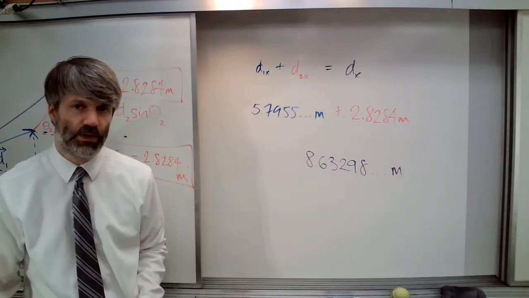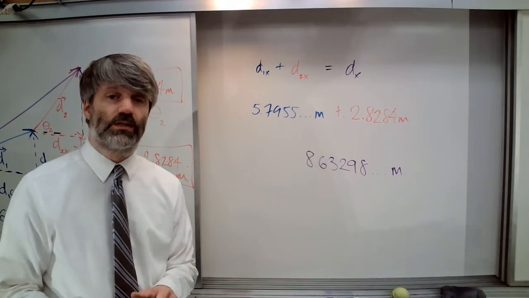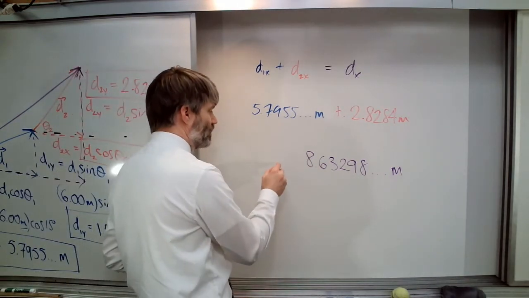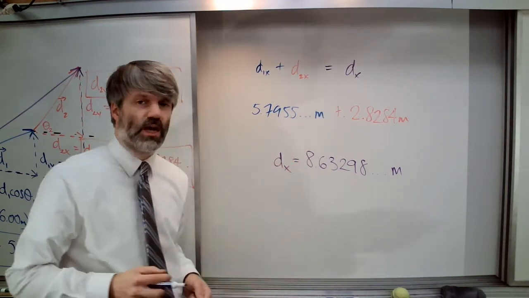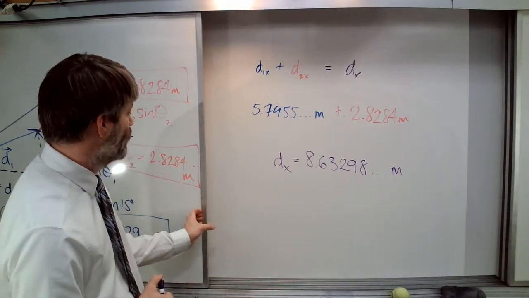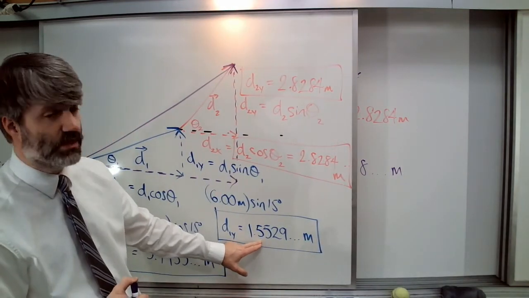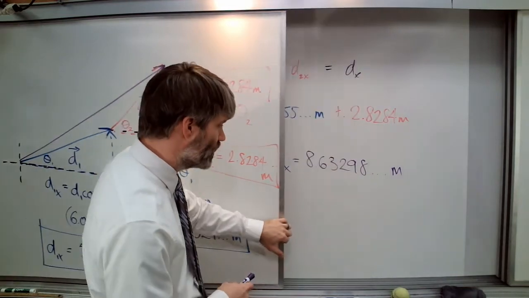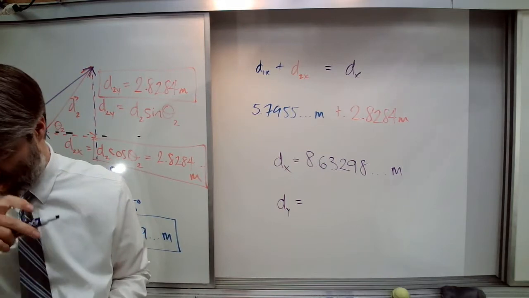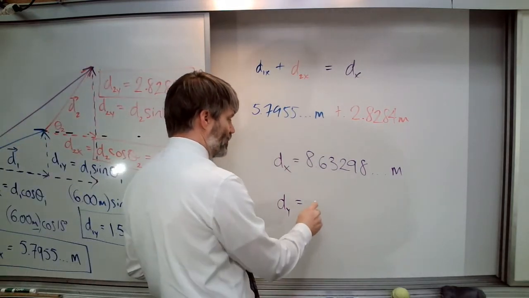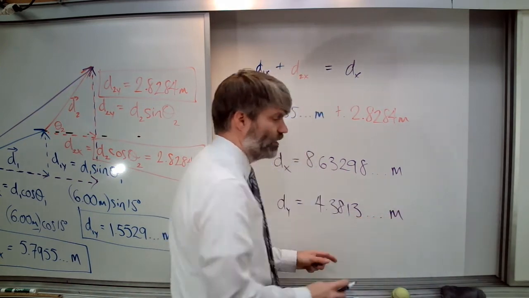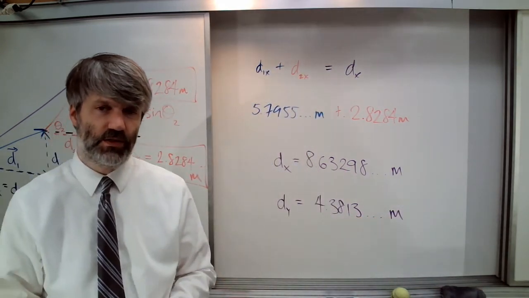Your calculator won't give you meters though. Mind you, this is not our final answer. We're not rounding this value yet. This is just the x component of the resultant vector. Now if we do the same for the y values, D1's y plus D2's y, we're going to get a value of 4.83813. Again, keep the same amount of digits that you've got in your calculator.